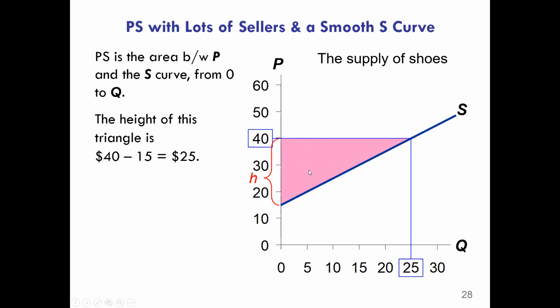Okay, so to be able to compute the area of a triangle, we need to know the height of the triangle and the base of the triangle. The base of the triangle is represented on this chart as the quantity supplied, which is given as 25. And the height of the triangle is the difference between the price and the cost. Here the height is the difference between $40 and $15, which is $25. So if the base is 25 and the height is $25, then the area of the triangle can be measured by multiplying half times the base times the height, which is effectively $312.5.